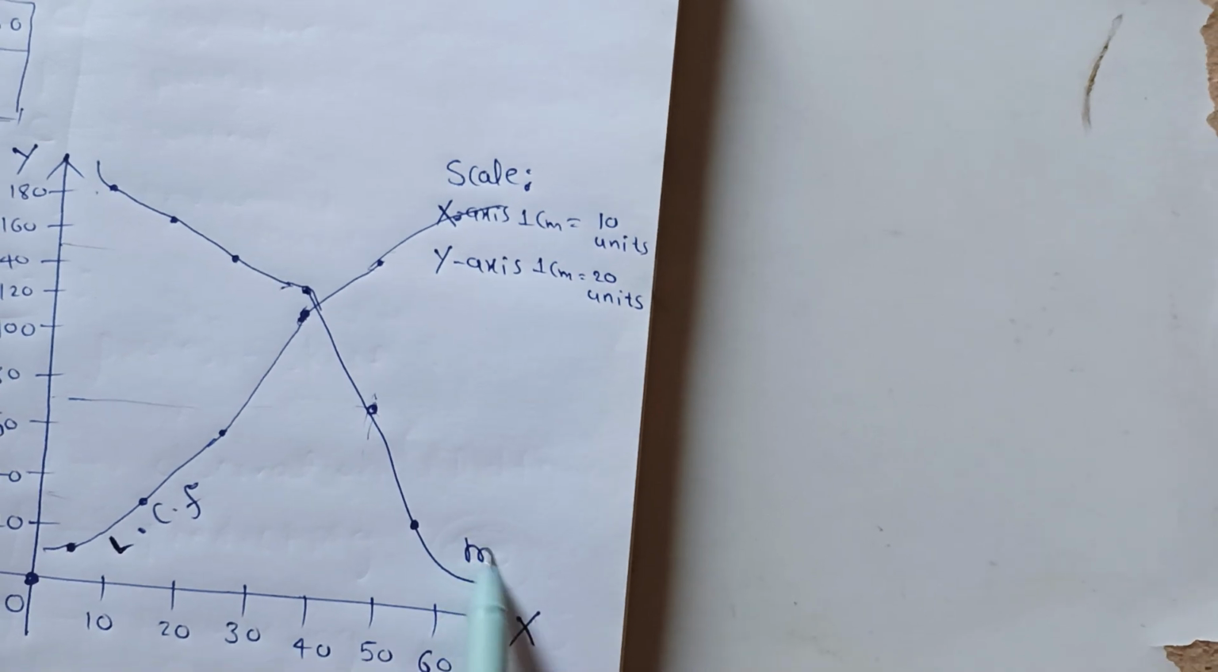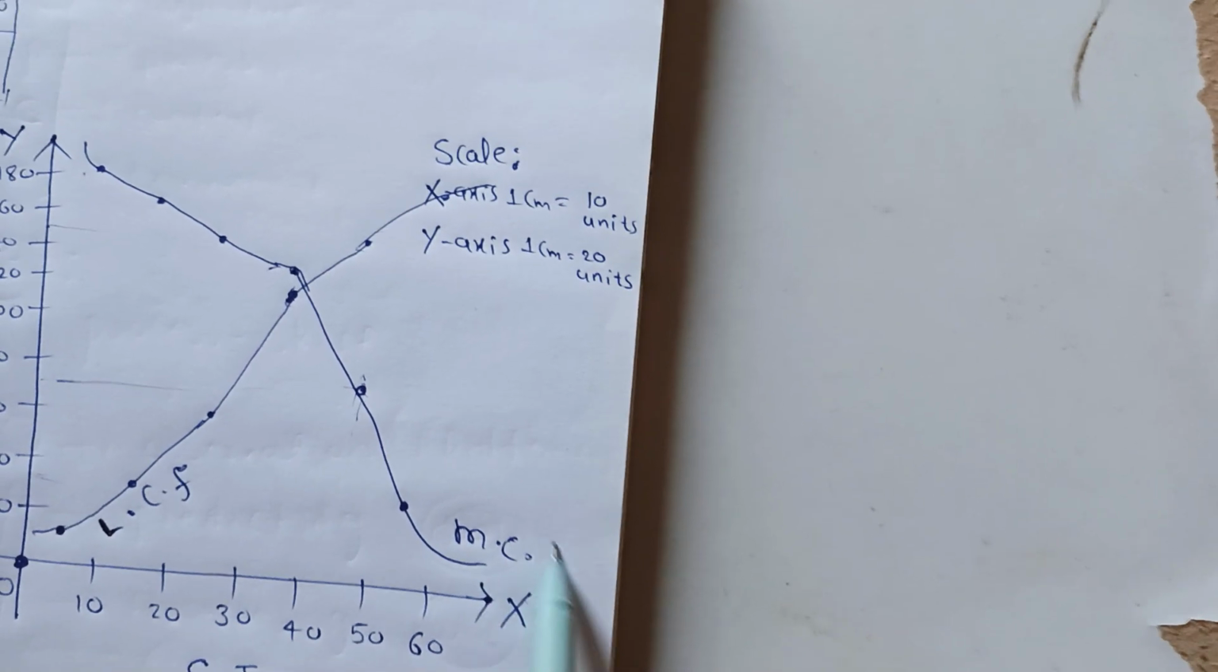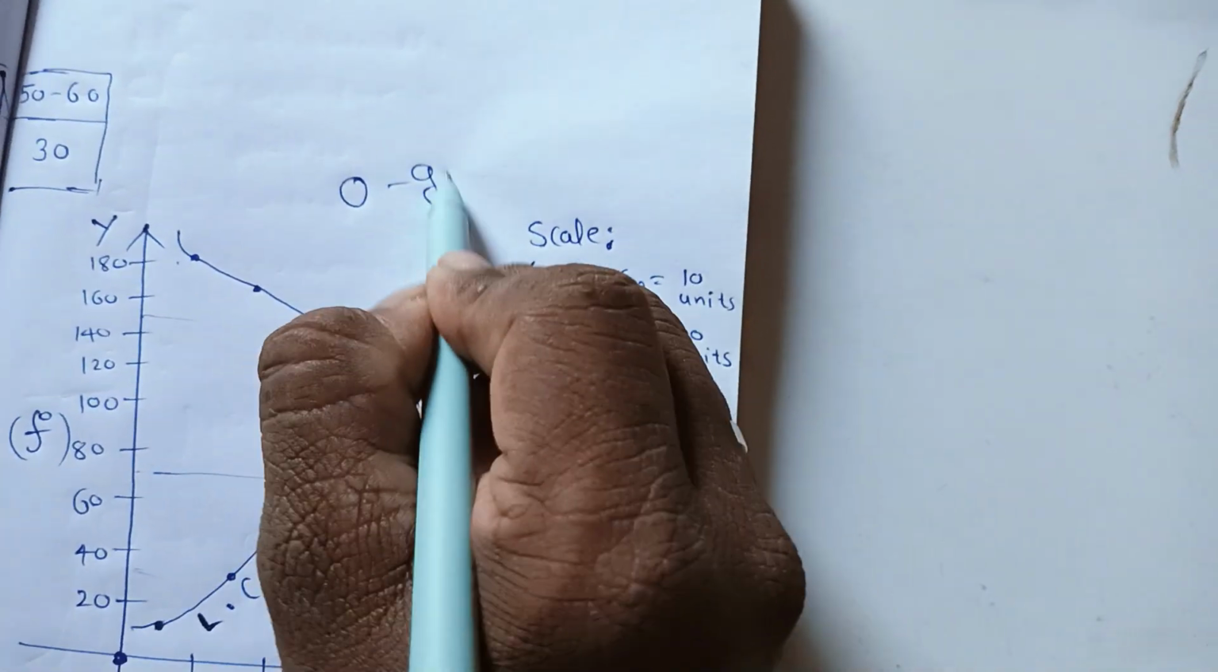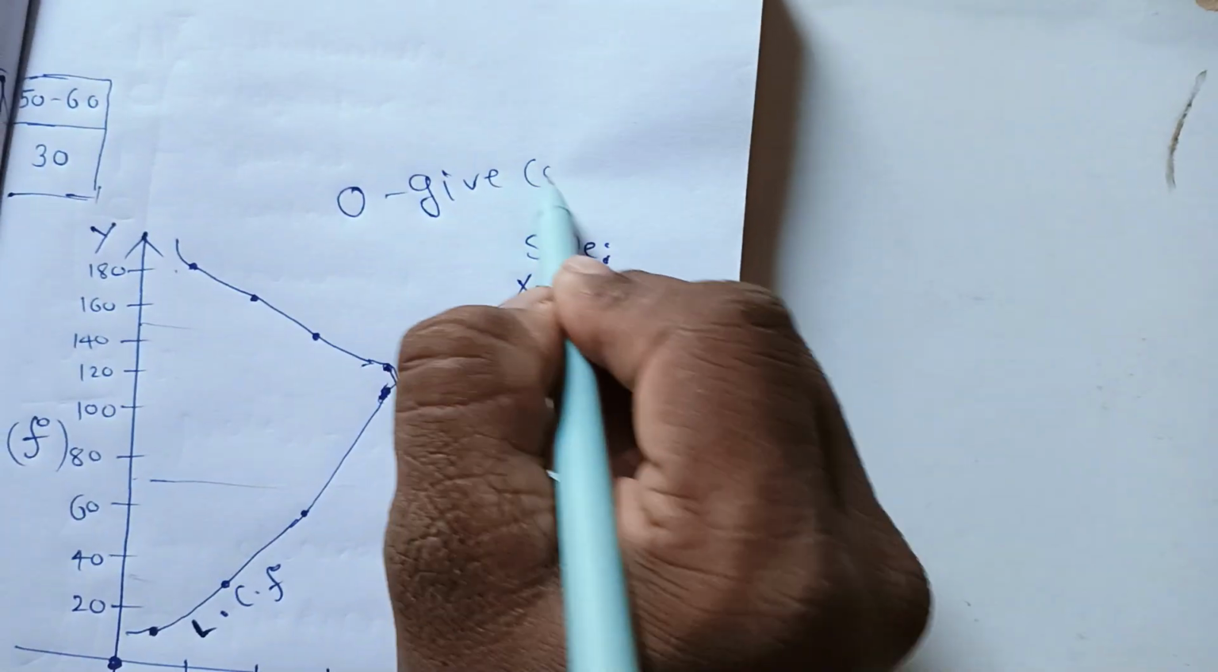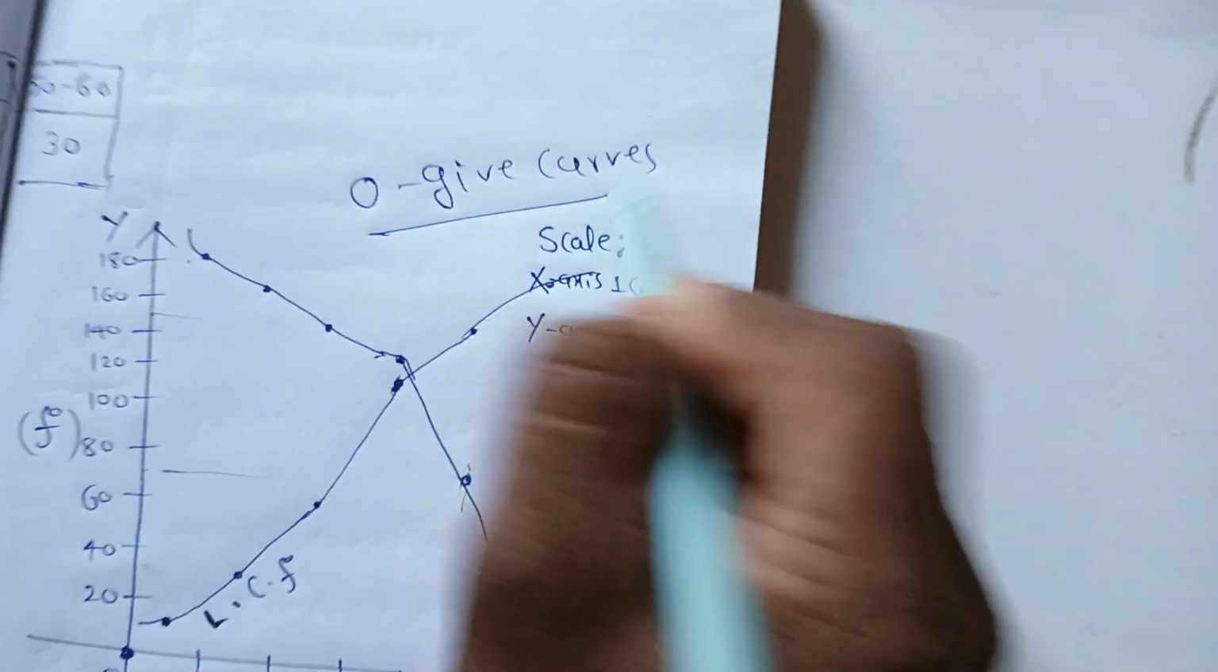The other one is the less than cumulative frequency curve, and this is the more than cumulative frequency curve. Together, this graph is called Ogive curves. Okay.